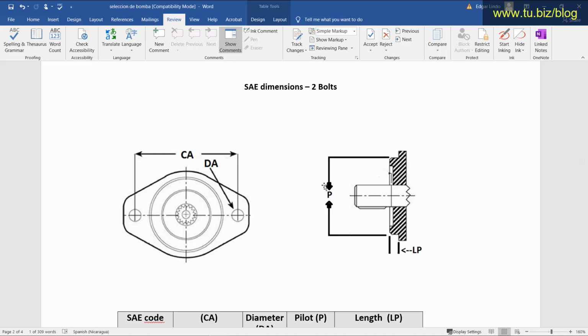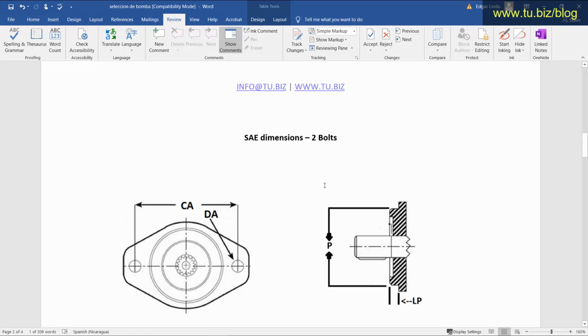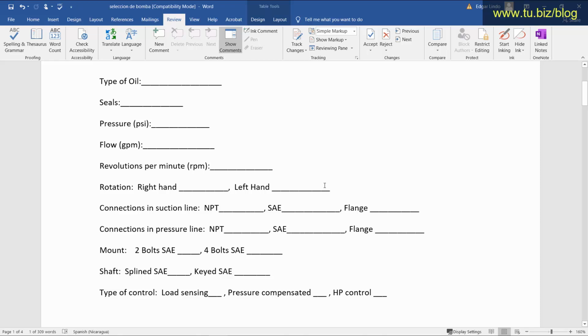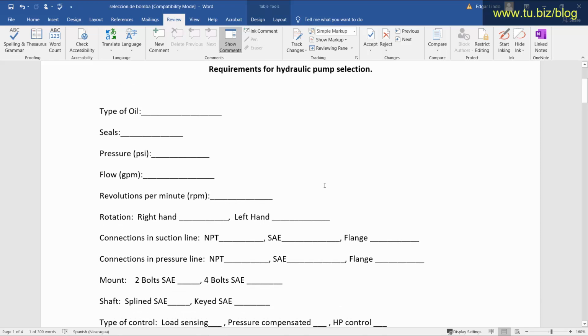Now this video is for interchanging of pumps. We can also provide a new pump for a new application with the very same data: the pressure, RPM, and flow. We can provide you a pump for a new application as well.